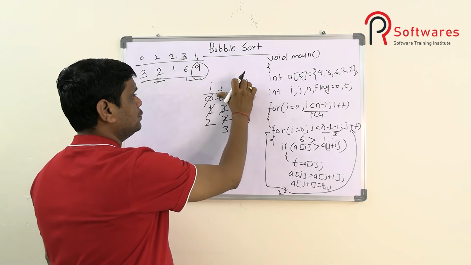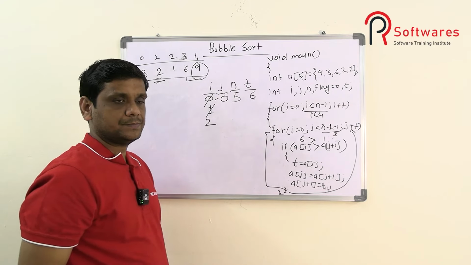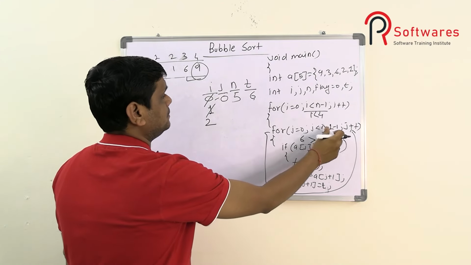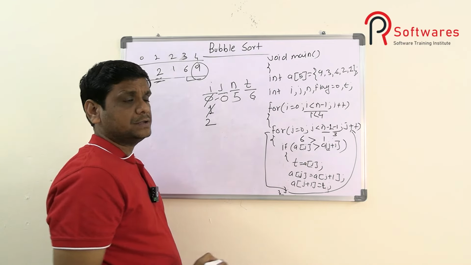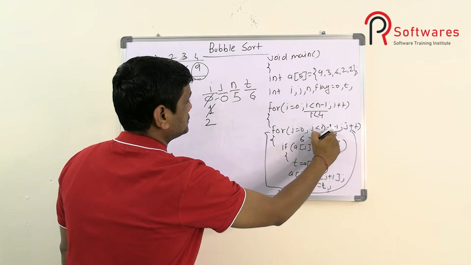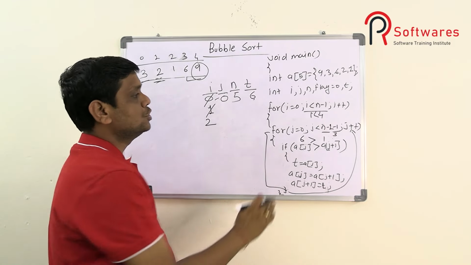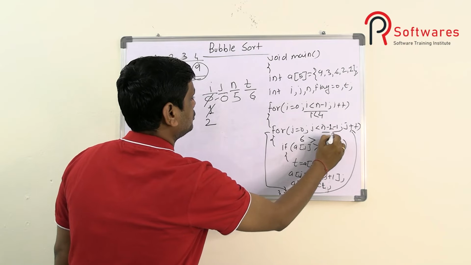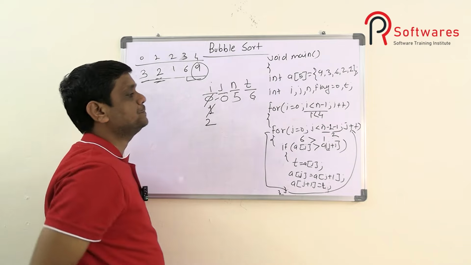When the i value is 2, again the j value gets initialized to what, guys? 0. 0 less than... now here, the n value is how much, guys? 5. Minus 1, 4. Minus the i value, which is 2, 4 minus 2, 2. So this will execute only 2 times because already these values got sorted. Only 2 swaps will come here.